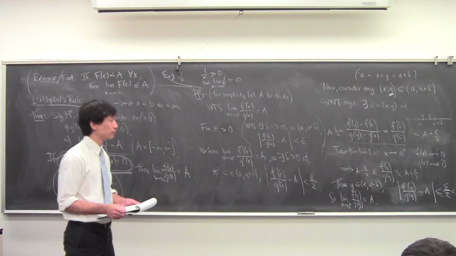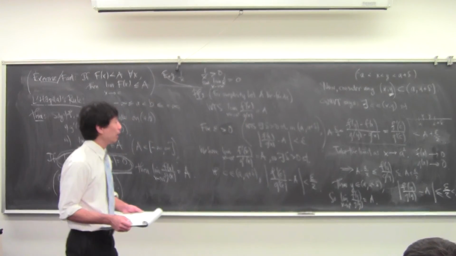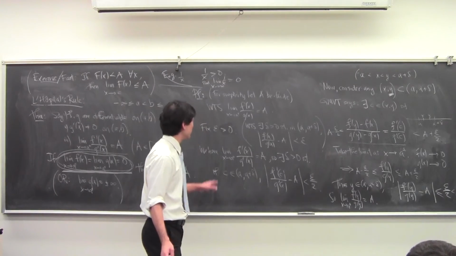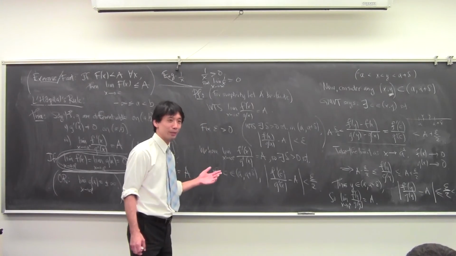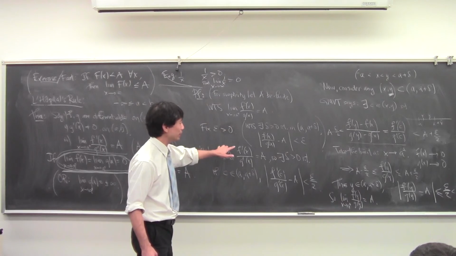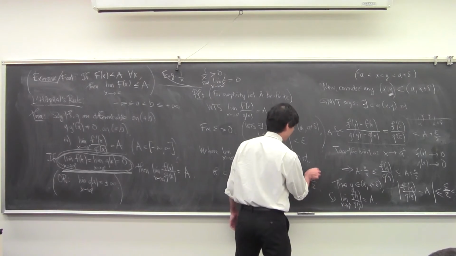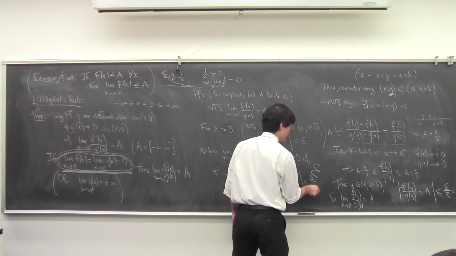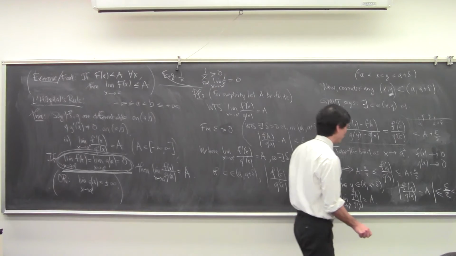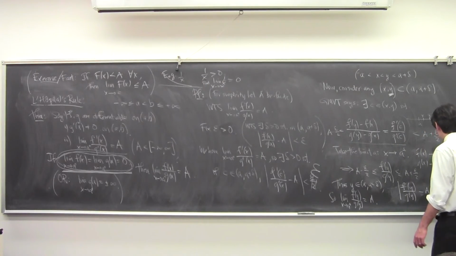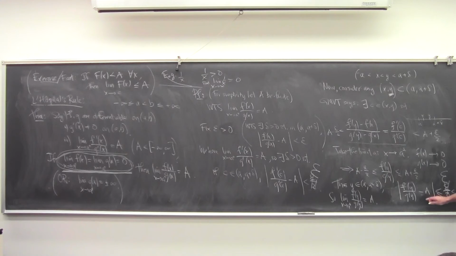Why did you have to do the epsilon over 2 in the first place? Well, think about what you have to do. I mean, you don't really have to. If we didn't put the epsilon over 2 there, so suppose we just put epsilon here, then what would happen? I would get less than or equal to epsilon here.